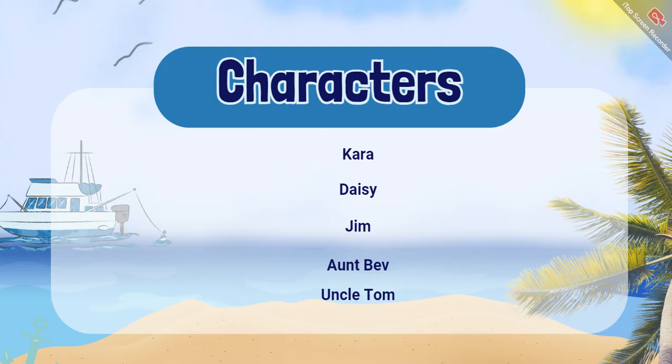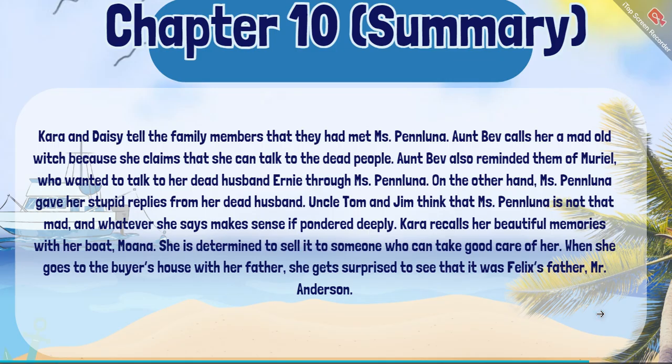Moving to the next chapter, the characters are Kara, Daisy, Jim, Aunt Bev, and Uncle Tom. Chapter 10. Summary. Kara and Daisy tell the family members that they had met Miss Penluna. Aunt Bev calls her a mad old witch because she claims that she can talk to dead people. Aunt Bev also reminded them of Muriel, who wanted to talk to her dead husband Ernie through Miss Penluna. On the other hand, Miss Penluna gave her stupid replies from her dead husband. Uncle Tom and Jim think that Miss Penluna is not that mad, and whatever she says makes sense if pondered deeply.